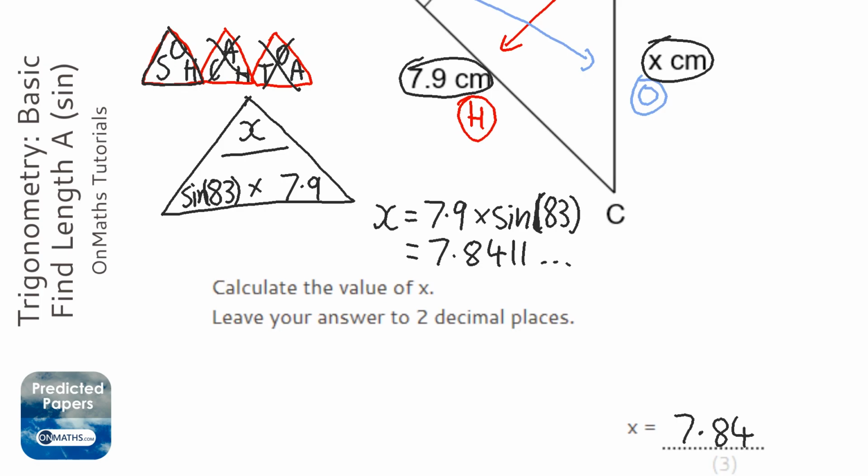Now, if you did it using the formula rather than the triangle, that's absolutely fine. But because this is now a foundation topic as well, I find students who are new to trigonometry find this method a bit easier.